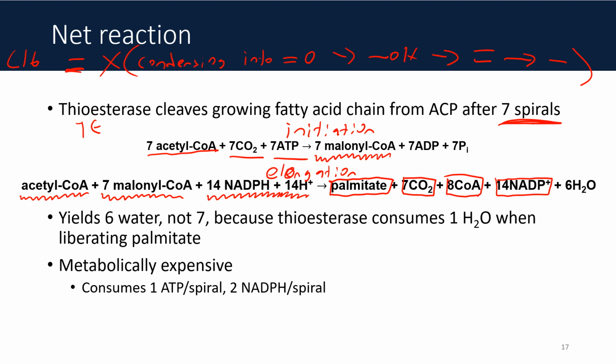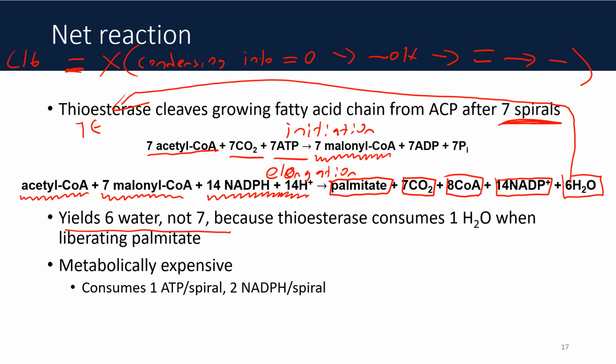We also generate a decent amount of water. We get 6 equivalents. Technically, we make 7, but we're going to exploit and use one of those waters to hydrolyze off the product from FAS via the activity of thioesterase. So that's why the yield is 6 waters and not 7.